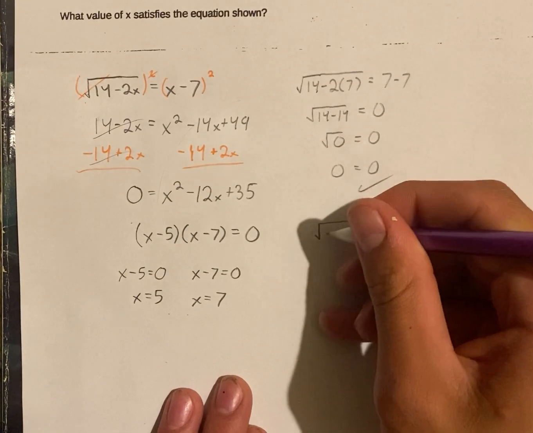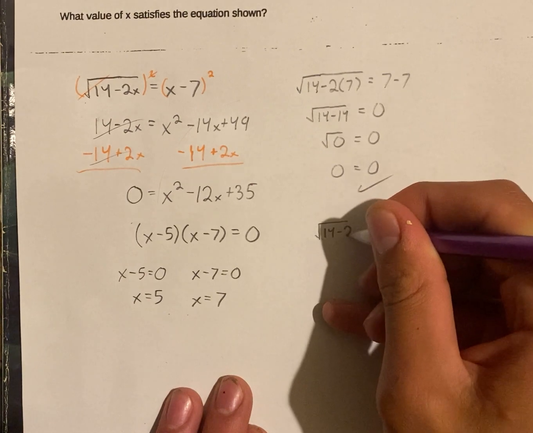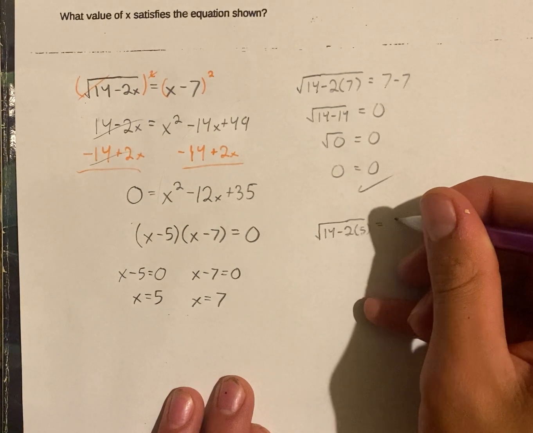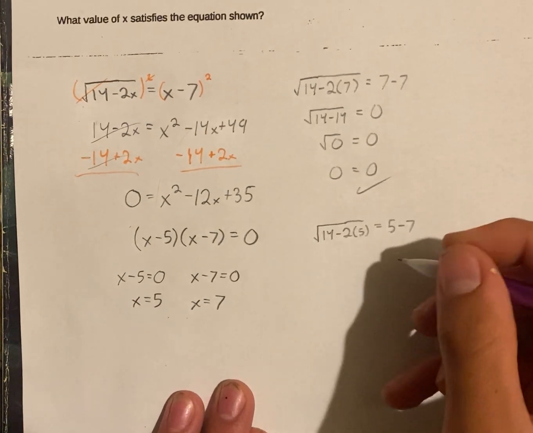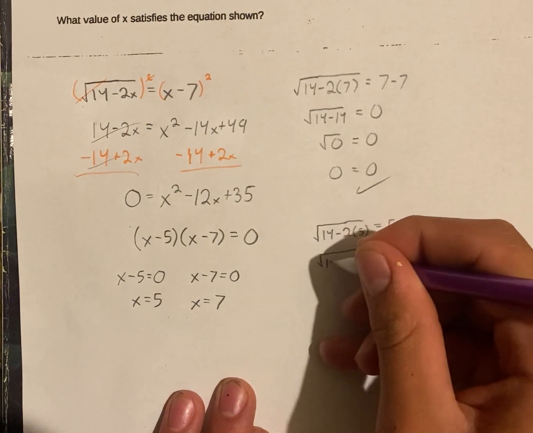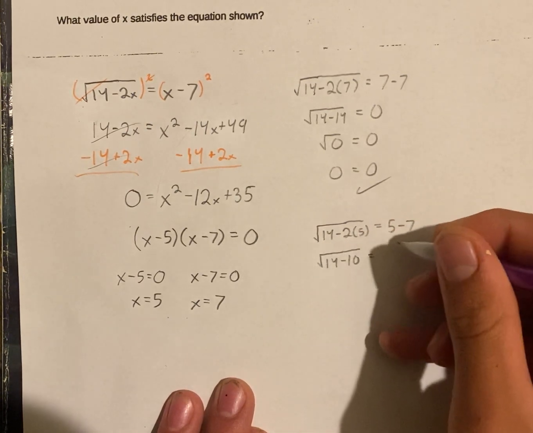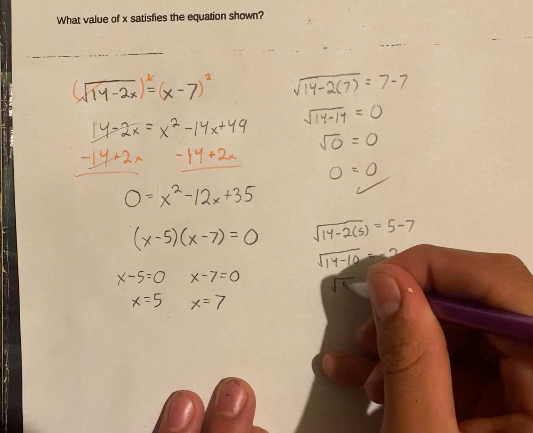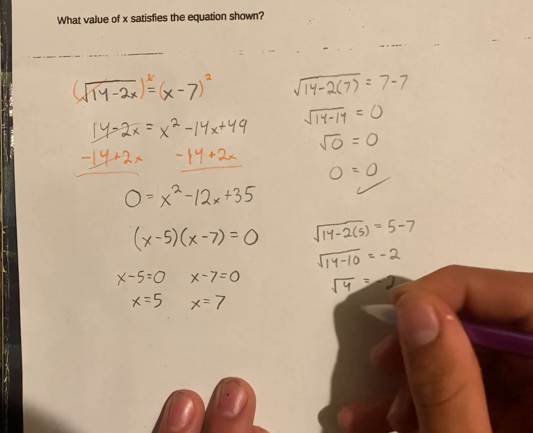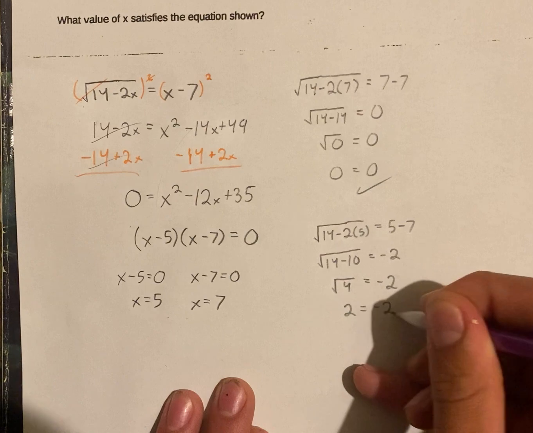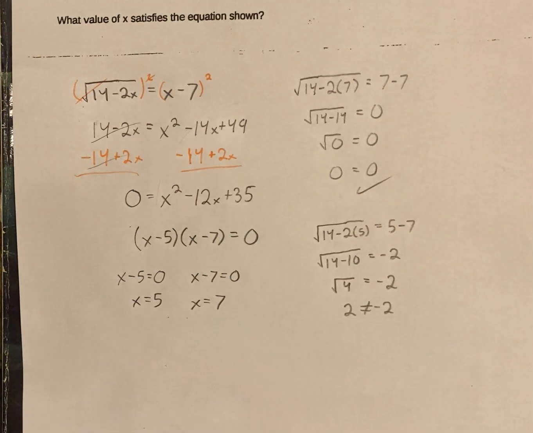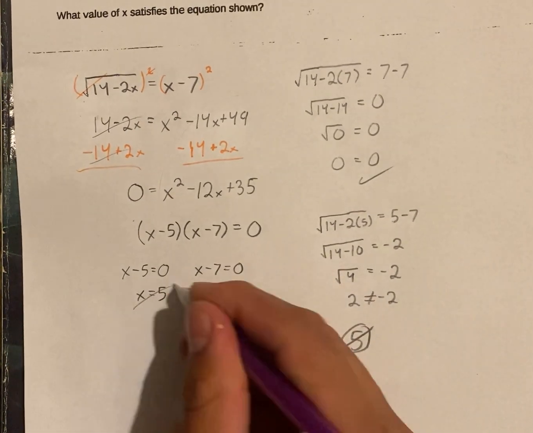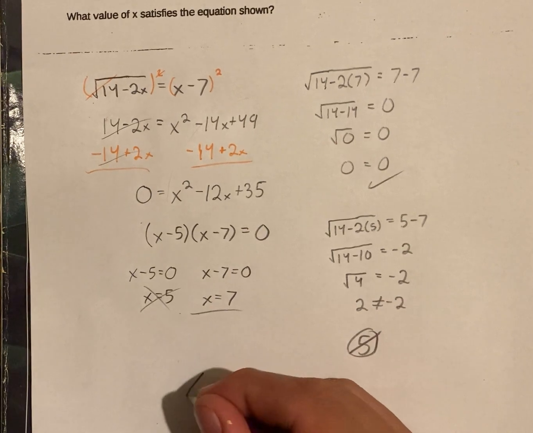The square root of 14 minus 2 times 5 equals 5 minus 7. Now this will be broken down to 14 minus 10 equals, and this right here is negative 2. Square root of 4 equals negative 2, so 2 equals negative 2. That's not true, right? So that means that 5 is not the right answer, leaving us with x equals 7.